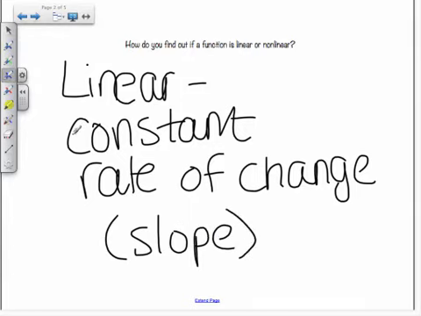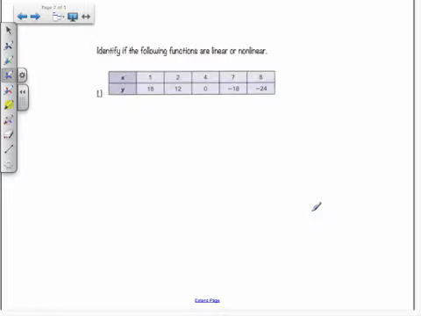So if you were to look at a graph of something that is linear, it would end up looking like this or like this. It's basically a line. Linear means line. It's a straight line. And because of that, it has the same slope no matter where you look at on this line. The slope is always the same, so it's constant. It never changes. Okay, so let's look at question number 1. Identify if the following functions are linear or nonlinear.